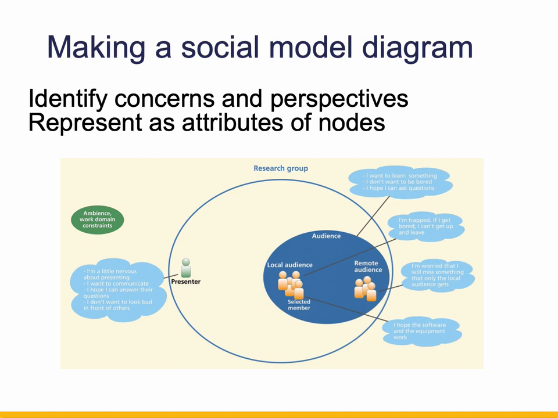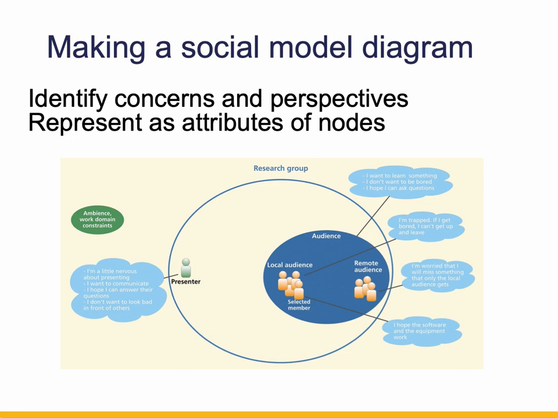This is a good example of a social model diagram as presented by our text. In it, we see the various entities involved in a presentation. We see a local audience, a remote audience, two different audiences that might want to see the presentation, but maybe have different work domain constraints. So the conditions of the presenter are obvious. They might be a little nervous. Their intentions are good because they are presenting. They don't want to look bad in front of anybody, so they have their own work domain restraints.